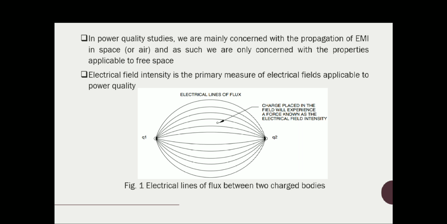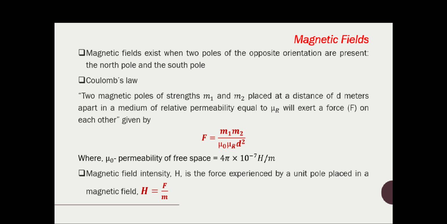A charge placed in the field will experience a force known as the electric field intensity. Then a magnetic field. A magnetic field exists when two poles of opposite orientations are present, the north pole and south pole.